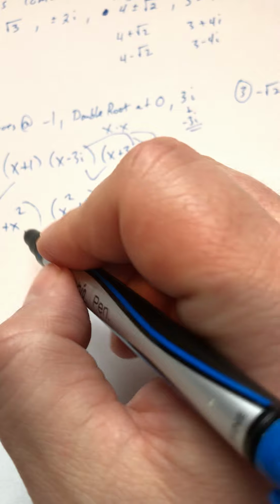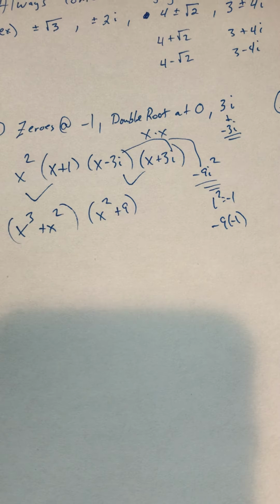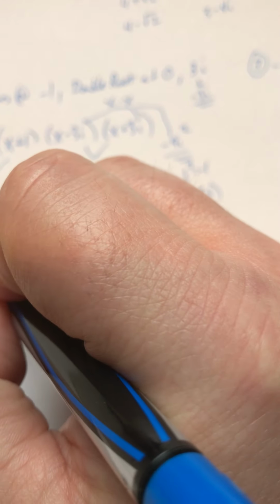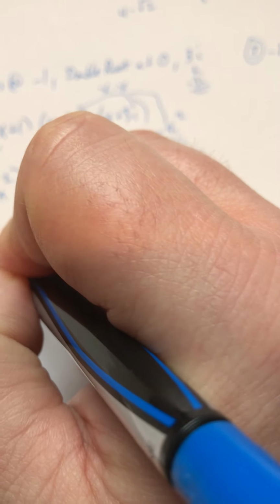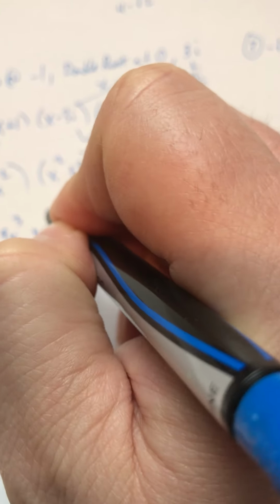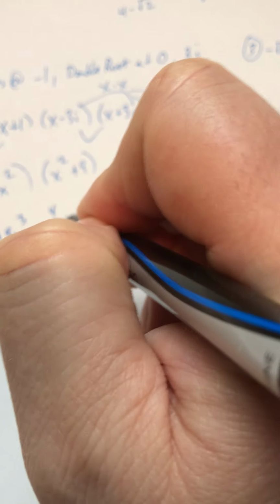And now I take these two answers and I go ahead and multiply those together. So now I'm going to FOIL. So x squared times x cubed would be x to the 5th. And then plus 9x cubed plus x to the 4th plus 9x squared.